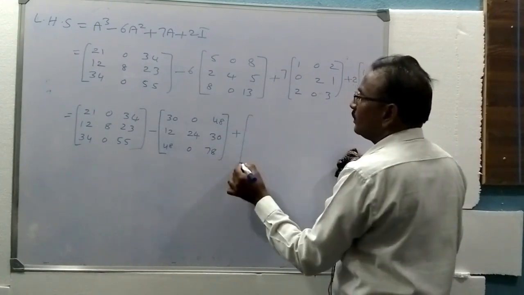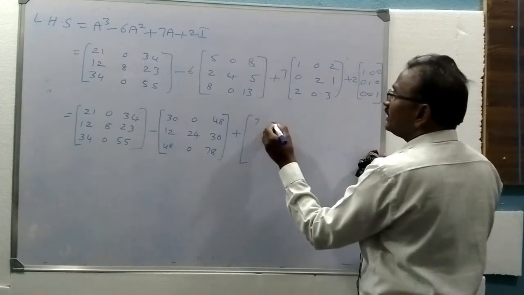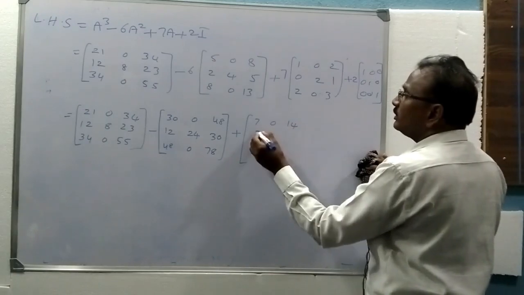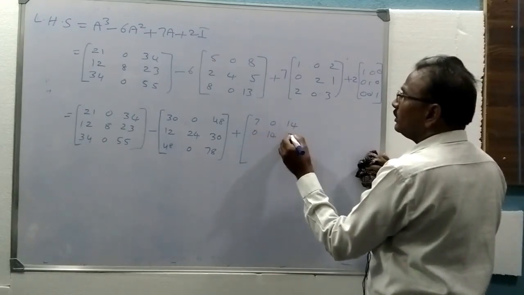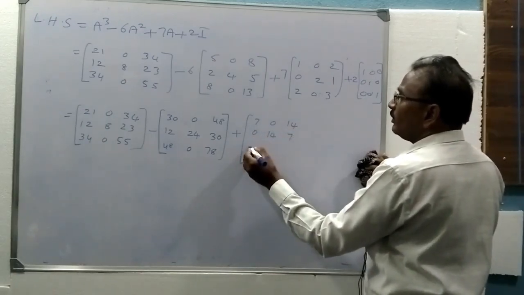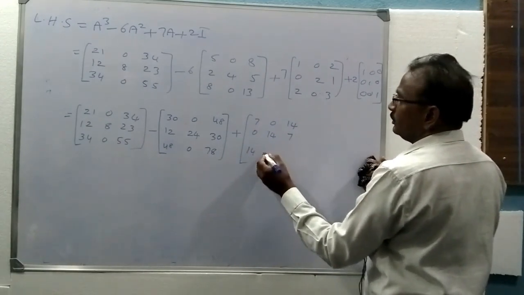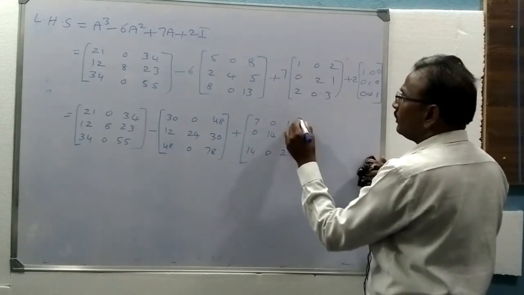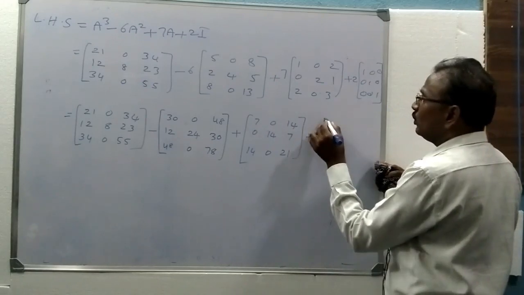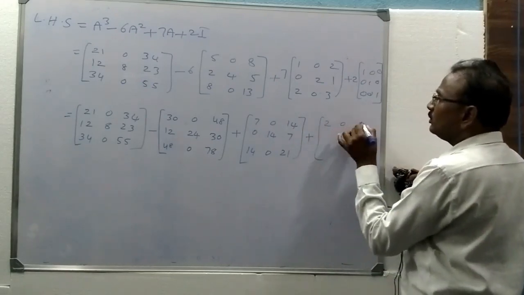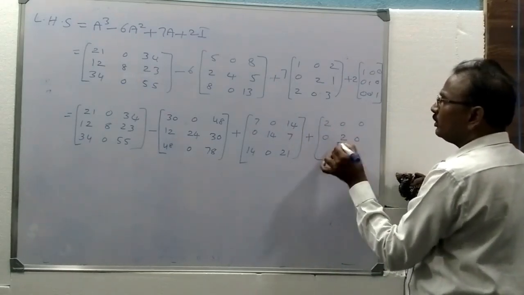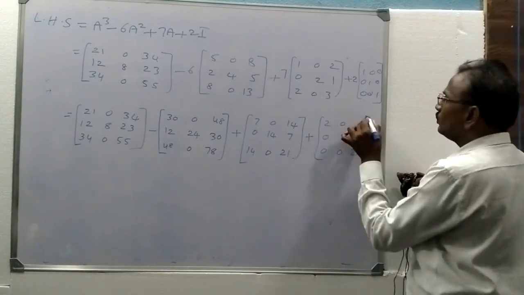Plus 7 1s are 7, plus 0, 7 2s are 14, 0, 7 2s are 14, 7 1s are 7, 7 2s are 14, 0, 7 3s are 21. Multiply every element by 2. So that is 2 0 0, 0 2 0, 0 0 2.